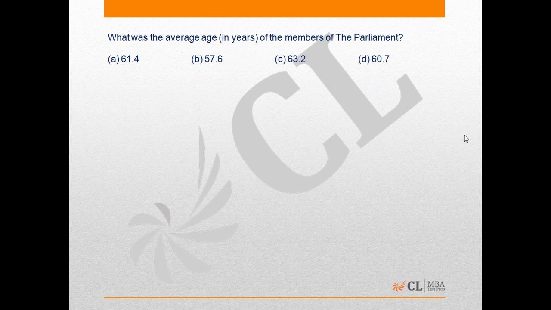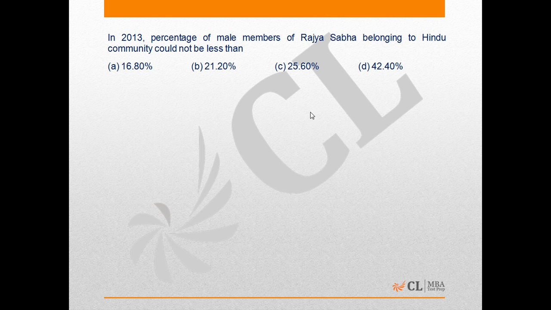Therefore, the minimum number of male members from Hindu community in Rajya Sabha has to be 106 minus 42. This is 64. There must have been at least 64 Hindu members in Rajya Sabha. Therefore, the required percentage is 64 upon 250 into 100, which is 25.6. Therefore, option C is the correct answer.